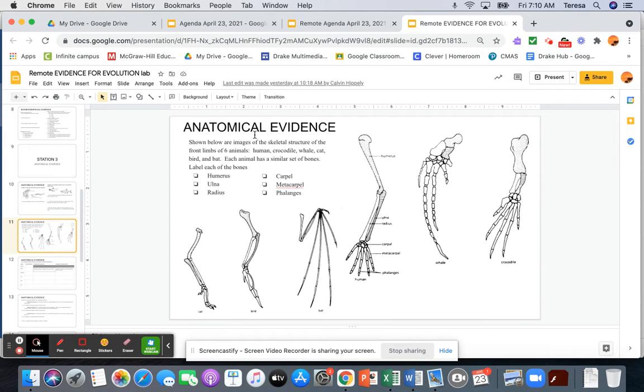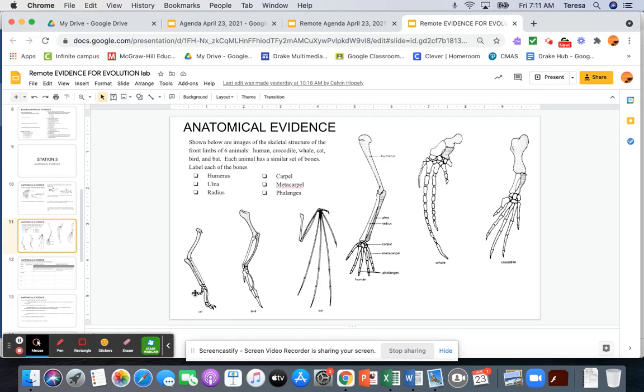When we get to the anatomical evidence, if you're a remote student, you are going to use arrows, or you could put boxes around each bone. You'll see here that the human arm is labeled. So we've got the humerus. You're going to find the humerus on all of the other organisms as well. It's the top bone, and the bones go in order. First bone is the humerus. Next two bones are the radius and the ulna.